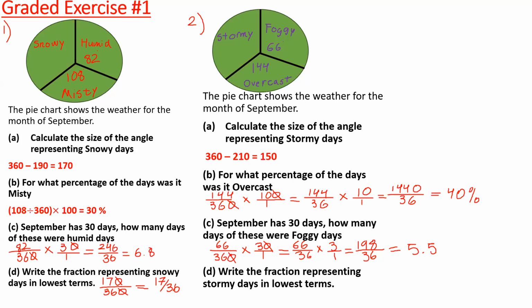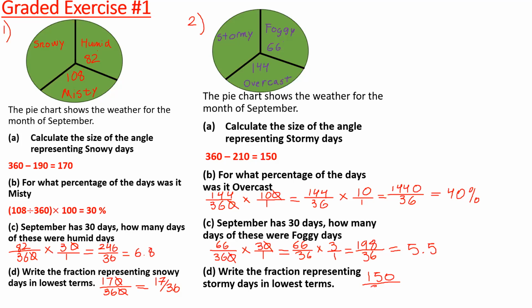And the last question, write the fraction representing stormy in lowest terms. Mila, what do we have for this? Where's Mila? Go ahead, Brittany, want to try? Sure. So you get the 150 from Stormy, and you put it over 360. Very good. So 150 over 360.